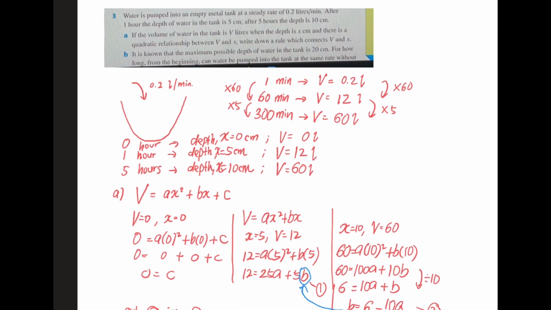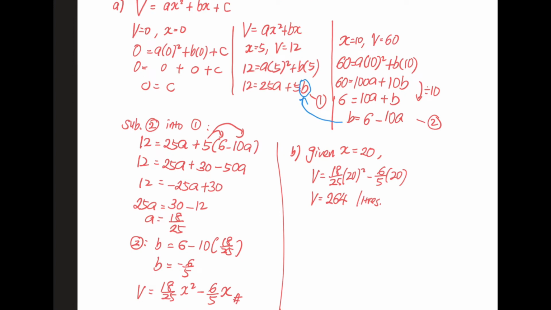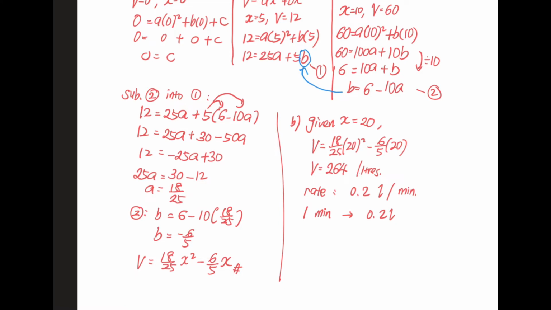And now the question asks, for how long from the beginning can water be pumped into the tank? So you see the water is pumped at this rate, 1 minute 0.2 liter. Let me write down again. The rate is 0.2 liter per minute. So that means 1 minute, 0.2 liter. Now they ask how long.